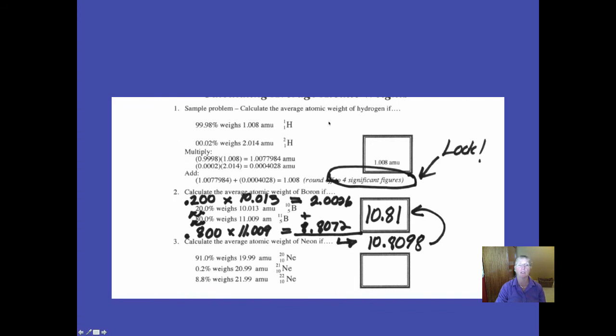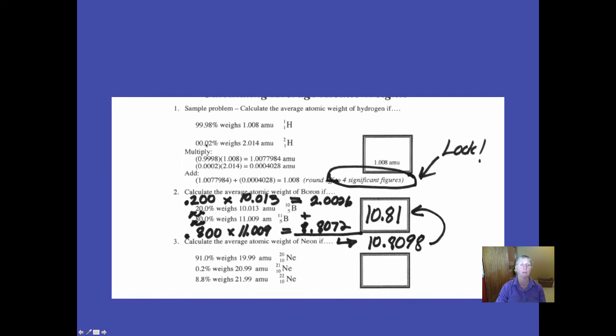So if you go out in nature and you search for hydrogen, almost all of the hydrogen you find weighs 1.008 atomic mass units. A tiny number weighs twice as much. So what you do is you take the percent and turn it into a decimal by moving the decimal point 2 places to the left. You multiply it by the mass of that isotope. Lather, rinse, and repeat. Do it again.